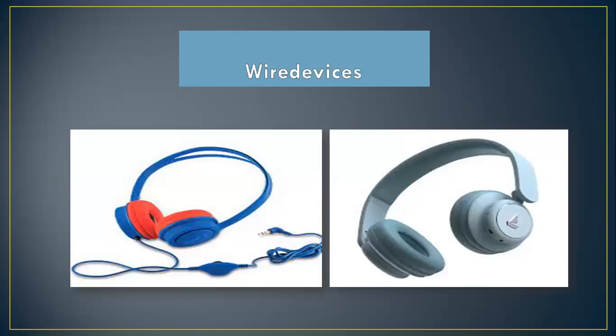Next, we are going to see wired devices. See, they are the same headphones, but what is the difference, boys? Here we have a wire, and here we don't have a wire: wireless headphones. You can connect them with Bluetooth. So these are wired and wireless. They can connect with the computer with Bluetooth using signals. These headphones we use with a wire, but these with the help of Bluetooth.